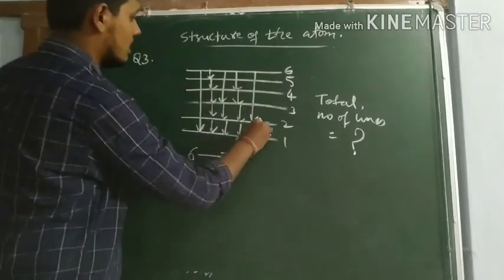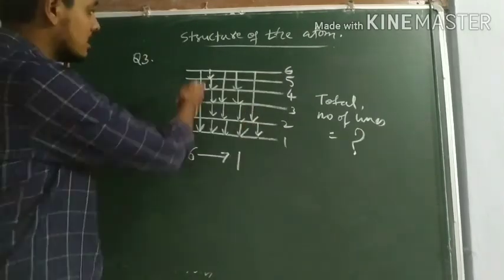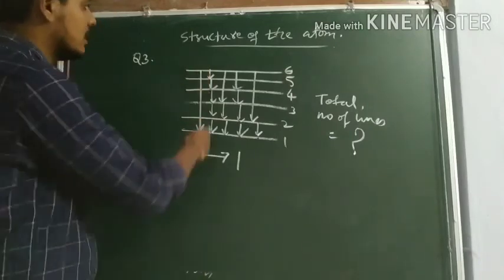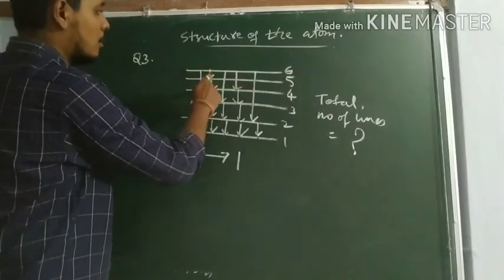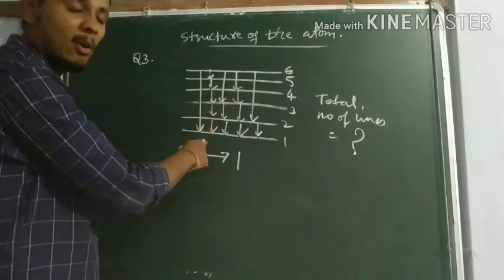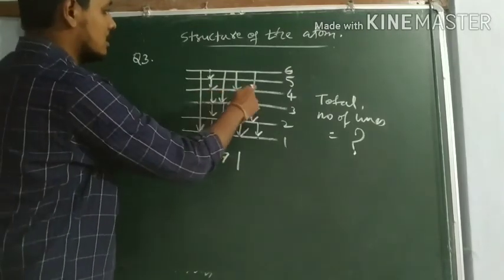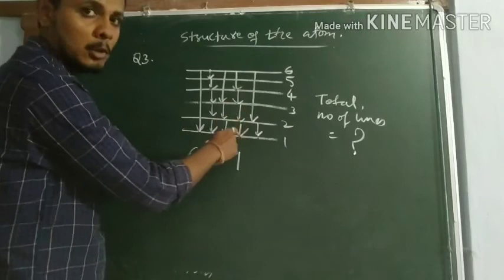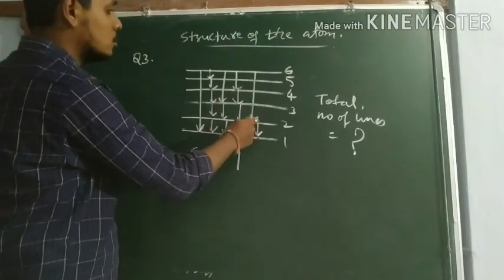So either the electron goes directly from 6 to 1, or 6 to 5, 5 to 4, 4 to 3, 3 to 2, 2 to 1, or 6 to 4, 4 to 3, 3 to 2, 2 to 1, or 6 to 2, 2 to 1. In this way the number of possibilities can be there.